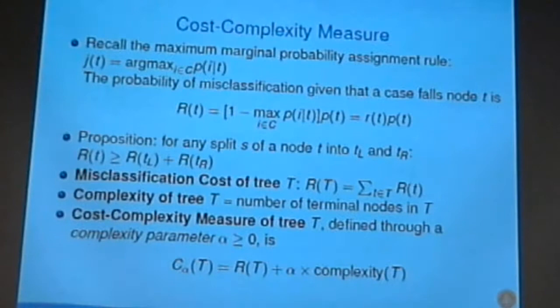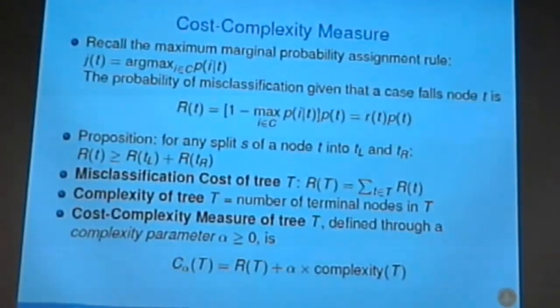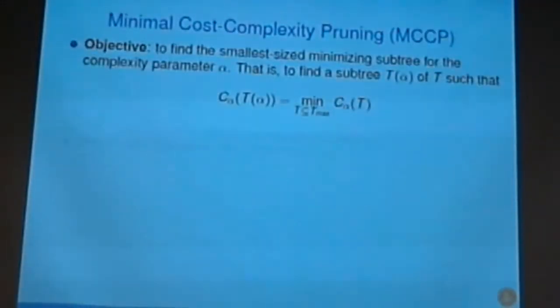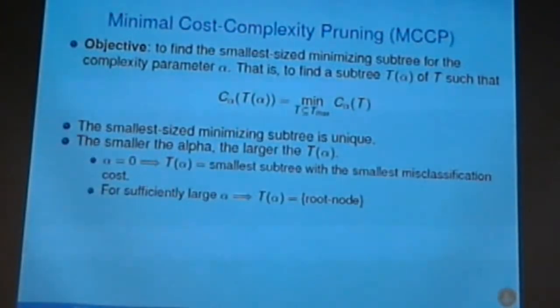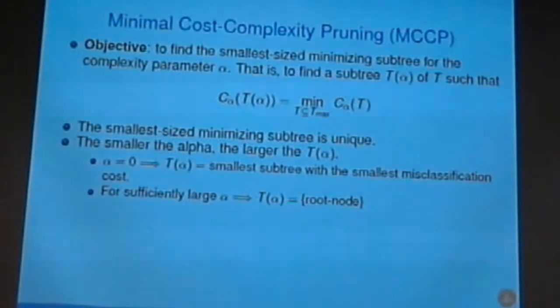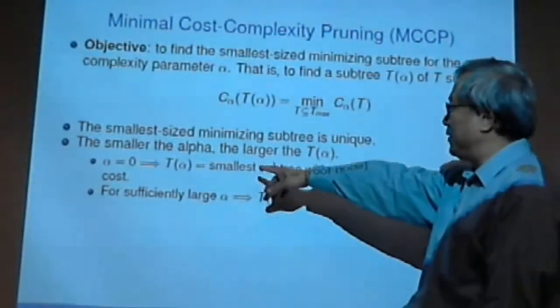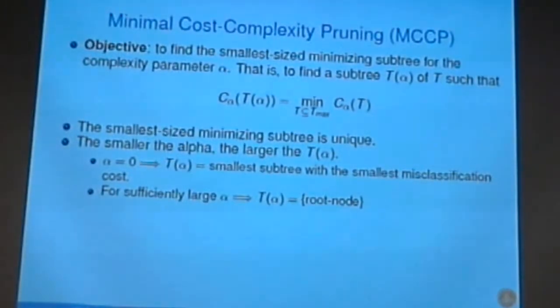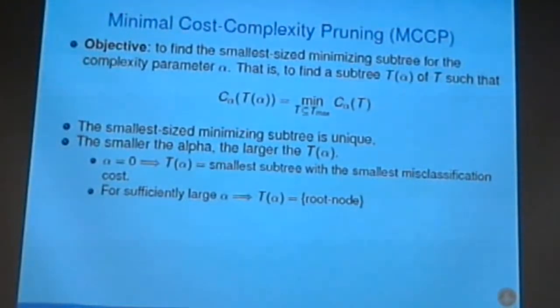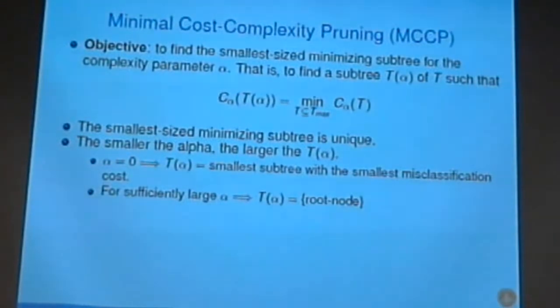That's the idea of the so-called cost complexity measure. And the idea is to obtain the minimum cost complexity pruned tree. And I already said that if you set alpha equal to 0, basically you get the subtree with the smallest misclassification cost. The one with all nodes pure would be the one with the minimum result. But in that case, the tree is just way too complicated. You have too many nodes in there.